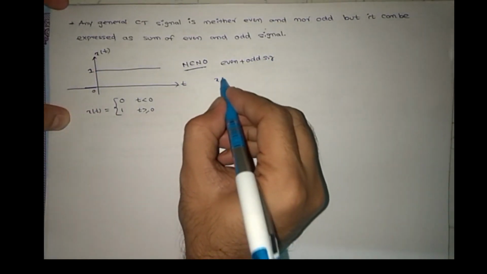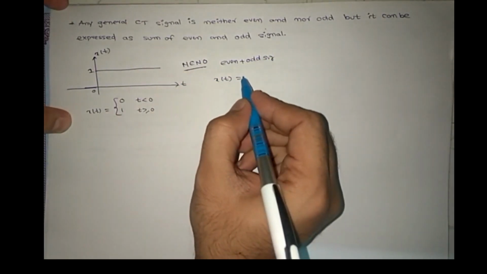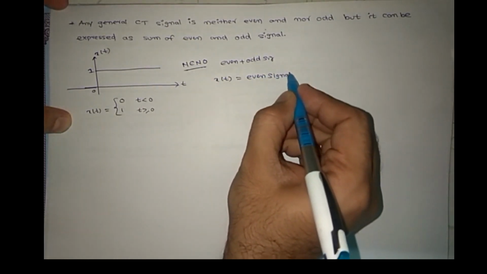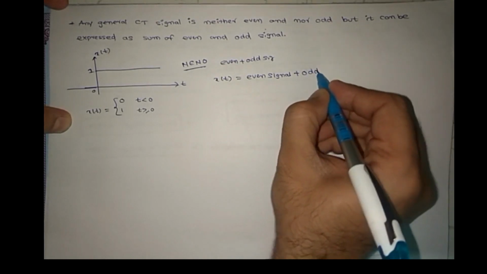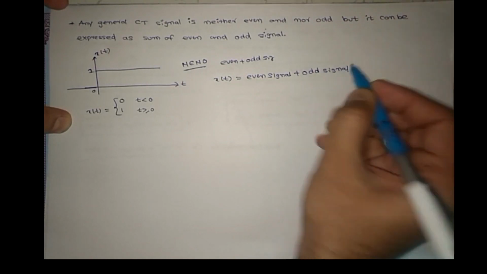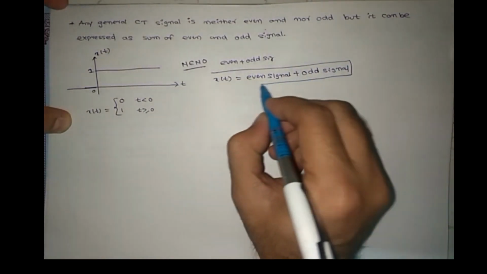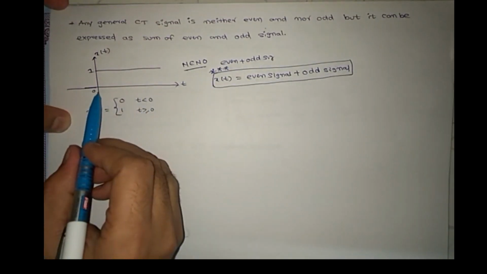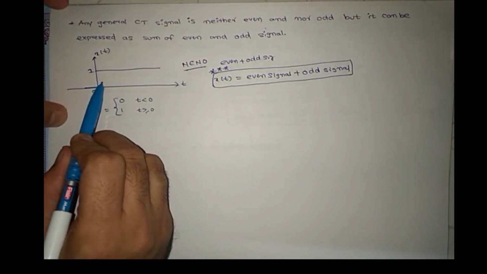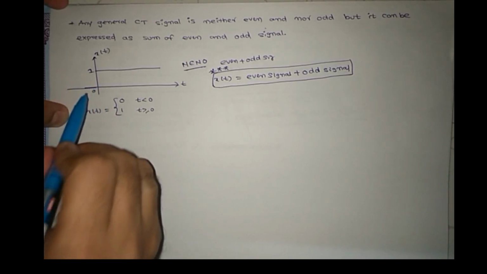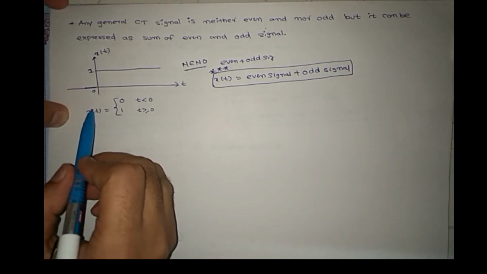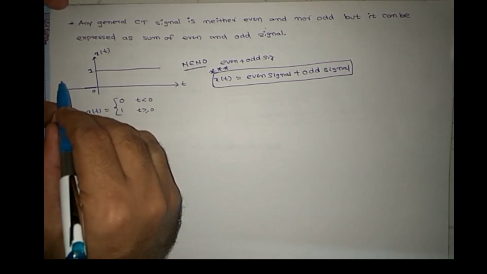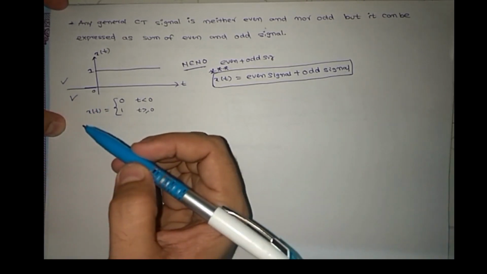So the x of t signal is made up of an even signal plus an odd signal. Okay, this is a very important point. From this only we are going to derive. So this is made up of an even signal and an odd signal. Then what is the even part in this and what is the odd part? So these two signals we added, right? So let us see what is the even part in this signal and what is the odd part.